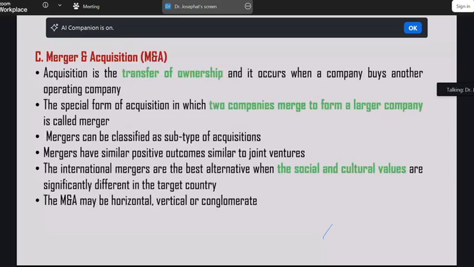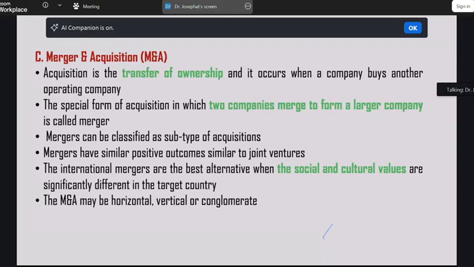The last one is mergers and acquisitions. Acquisition is a transfer of ownership, and it occurs when a company buys another operating company. Na hii tuliona case kubwa sana mwaka jana, kipindi kampuni ya sementi ya Simba ya Tanga inatangaza kwamba inanunuliwa na kampuni ya Twiga, ile ya sementi ya Twiga Dar es Salaam, kwamba wanafanya acquisition, wanainunua jumla. So unaponunua jumla ndio kampuni mbili, those are the two biggest cement industries in the country.